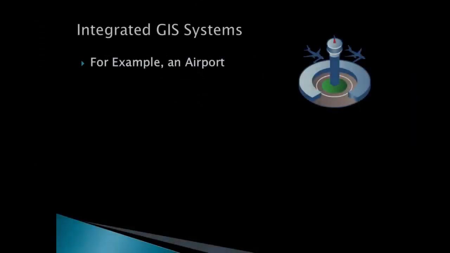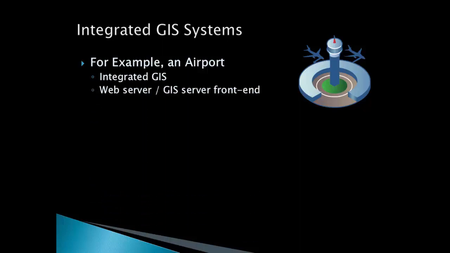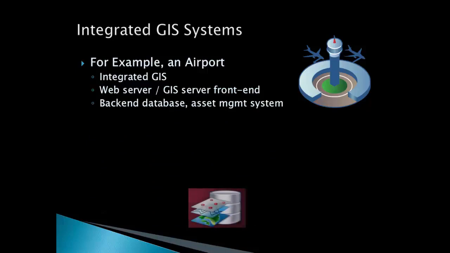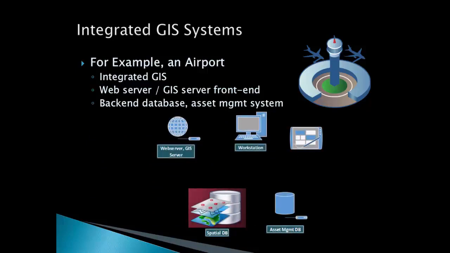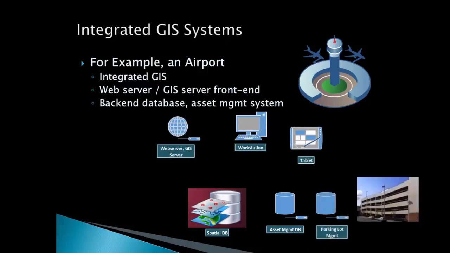As a working example, consider an airport, which most larger ones are like a city. They might have a back-end database for storage and editing of spatial and attribute data, a front end of a web server that integrates with a GIS server, and an interconnected asset management system like SAP, potentially a parking lot system to manage revenue. This begins to make the whole system more valuable because of various ways to access the data.